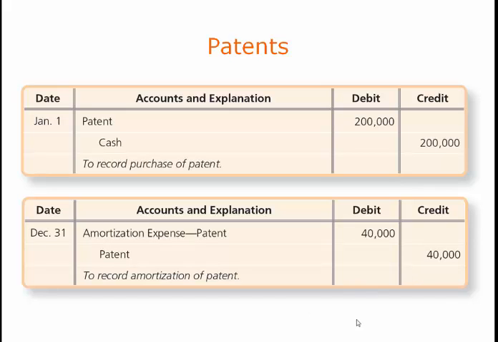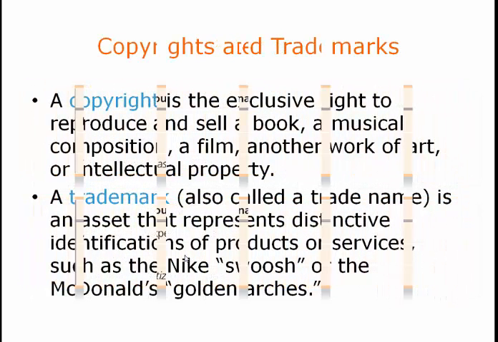But you notice here, the $40,000 we're taking, we're going to debit amortization expense, patent. But now no longer are we going to credit an account called accumulated amortization, patent. We're actually going to credit the patent, or the asset, directly. A little bit different than what you saw in plant assets.